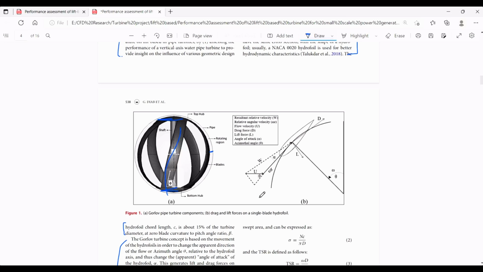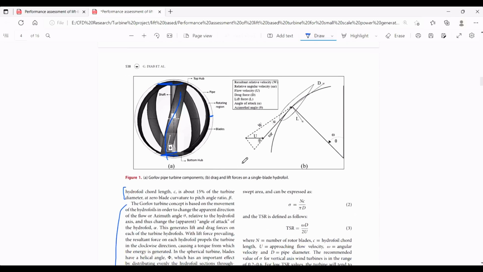The governing principle behind the working of this turbine is that as the turbine blades rotate, the angle of attack of the incoming fluid to the turbine changes at different azimuth angles. Azimuth angle is the angle between the turbine's cross section and the horizontal axis. So this azimuth angle varies from 0 to 360 degrees. And as the azimuth angle changes, the angle of attack of the incoming fluid changes, which leads to changing lift force as well as changing drag force. And the magnitude of lift force is greater than the magnitude of drag force, which is the main driving force behind the rotation of this turbine.